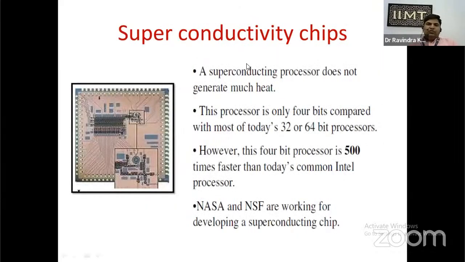Now we can use superconducting chips also. A superconducting processor does not generate much heat. This chip is only 4-bit compared to the 32-bit or 64-bit processors we are using now. But this 4-bit superconducting chip is 500 times faster than today's common Intel processor. NASA and NSF are working on developing a superconducting chip, and we will get these chips in another 10 years.